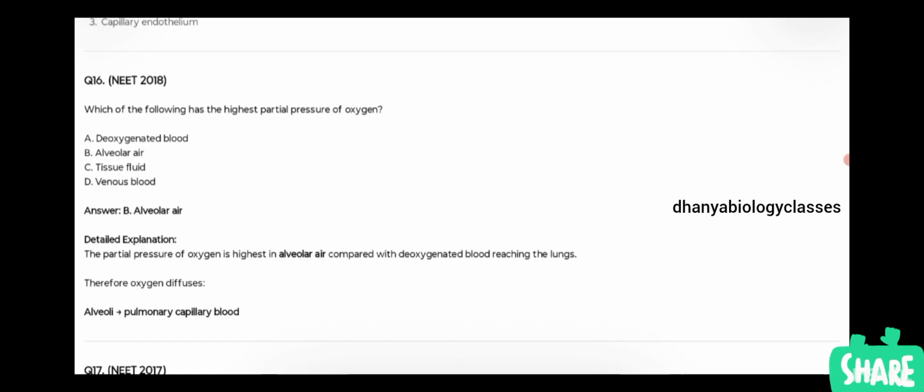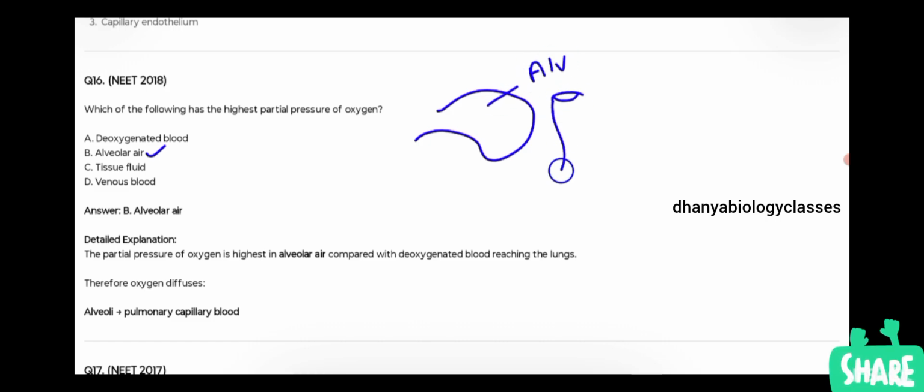Which of the following has the highest partial pressure of oxygen? Alveolar air. That is why the oxygen diffuses from the alveoli to the blood capillaries. This diffusion occurs since the partial pressure of oxygen is higher in the alveoli.